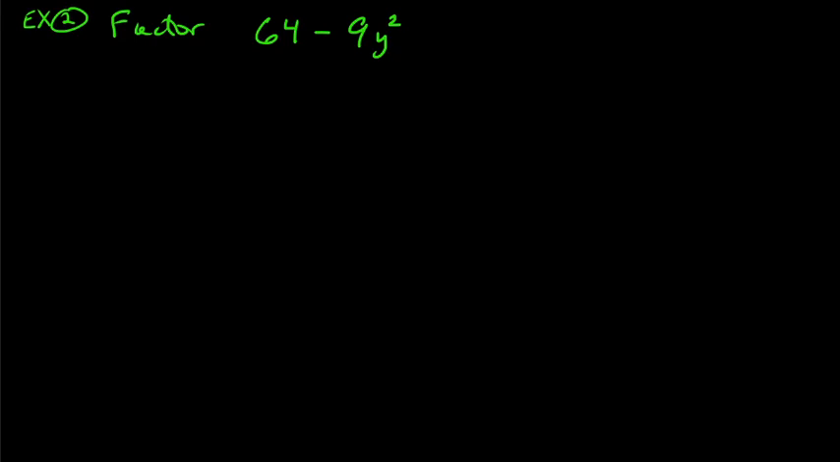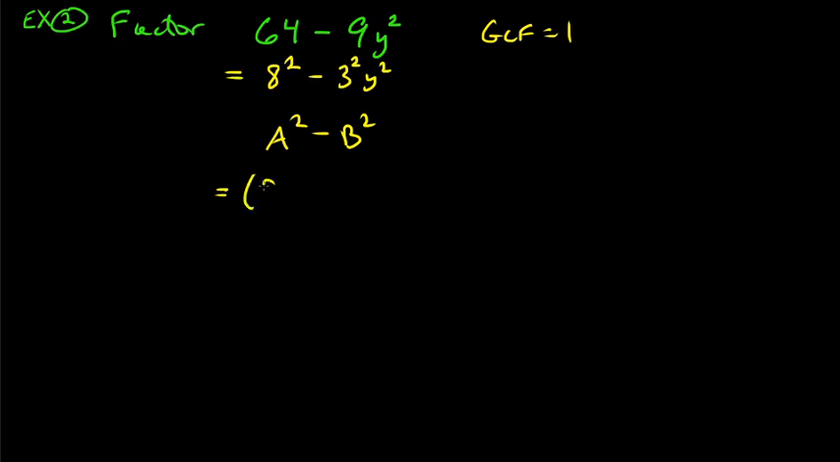Okay, 64 minus 9y squared. GCF is 1. So now we look for a squared minus b squared. So 64 is 8 times 8, so that's 8 squared. And 9 is 3 times 3, so 3 squared, right? So I think this works. My a is 8, and my b is 3 times y. We're going to combine the 3 and the y. So let's write that down.